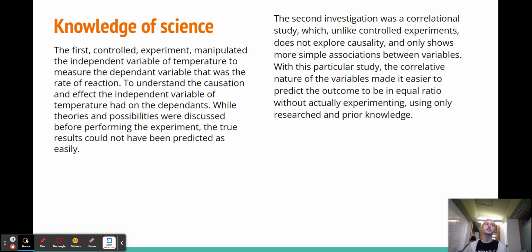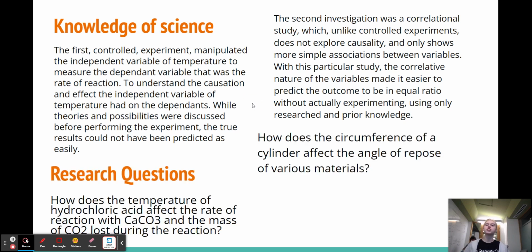The second investigation was a correlational study, which, unlike controlled experiments, does not explore causality and only shows more simple association between variables. With this particular study, the correlative nature of the variables made it easier to predict the outcome to be an equal ratio without actually experimenting, using only research and prior knowledge of trigonometry.